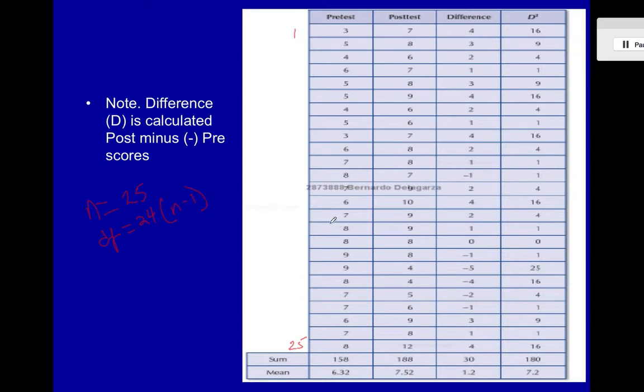The next portion that we need to calculate is our d value for each one of our pairs. In other words, we need to calculate the difference between pre-test and post-test for every single paired observation.